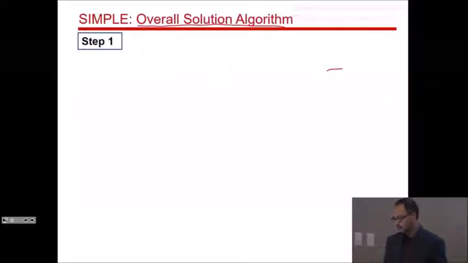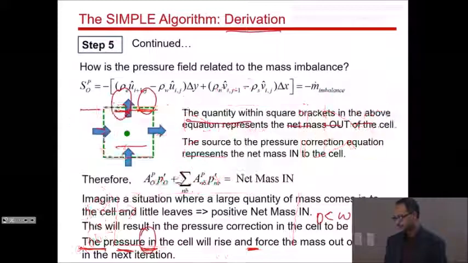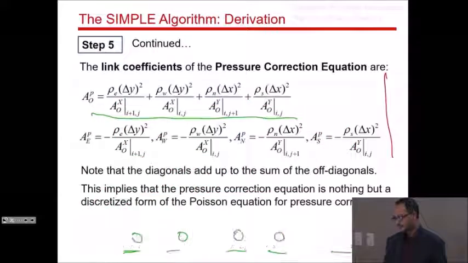Why? I want to draw your attention to this. Look at these. Pressure links require momentum links. So once you calculate your link coefficients at each cell, A0, A east, A west, A south, for both momentum equations, you better store them because you're going to need them to calculate your pressure links. Cannot throw them away. Everybody get that? That's why I said store them.